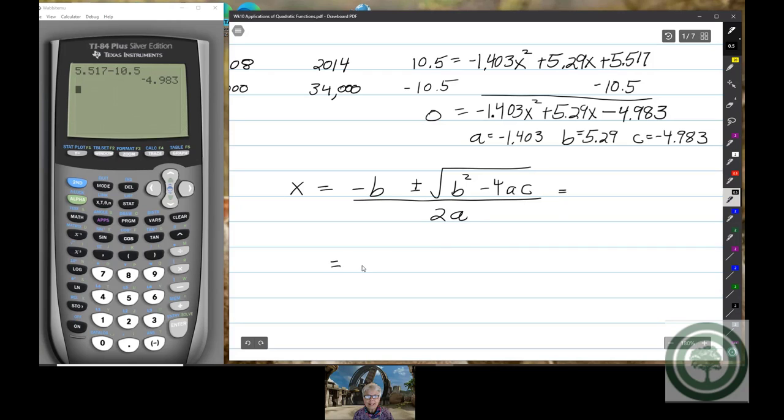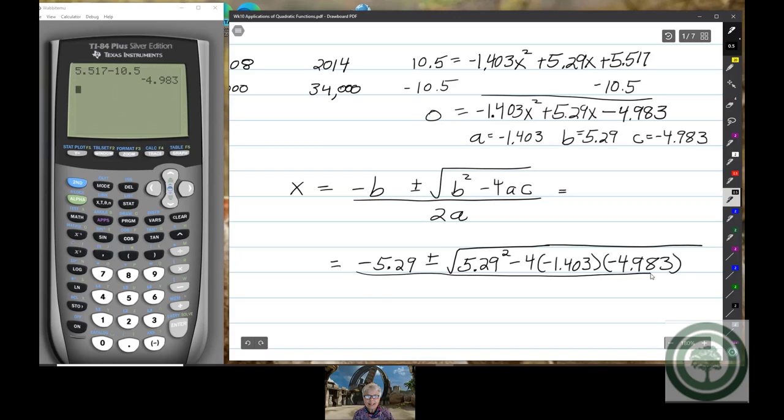So what will we have here? Well, we will have negative 5.29 plus or minus the square root of 5.29. It's positive, so I don't need to put it in parentheses. 5.29 squared minus 4 times A, negative 1.403, times C, negative 4.983, all over 2 times a, and a is negative 1.403. Ugly.